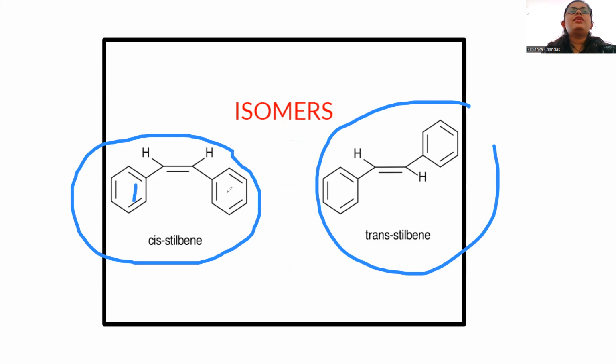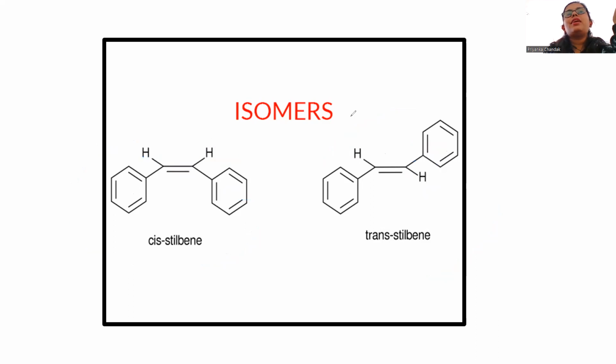So this is one phenyl ring. This is the second phenyl ring. This is the first phenyl ring. This is the second phenyl ring. Here you can see the hydrogen atoms are on the same side of the double bond, in one plane of the double bond. Here it is opposite. That's why this is trans stilbene.